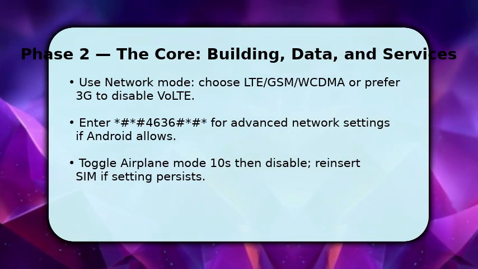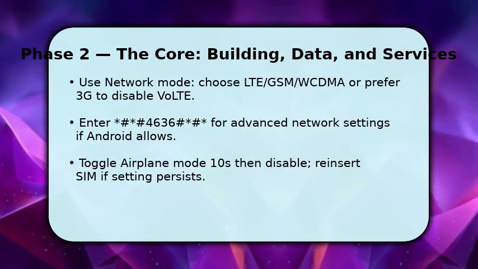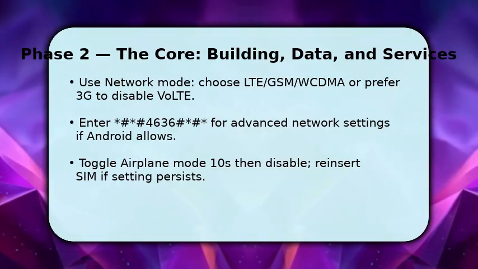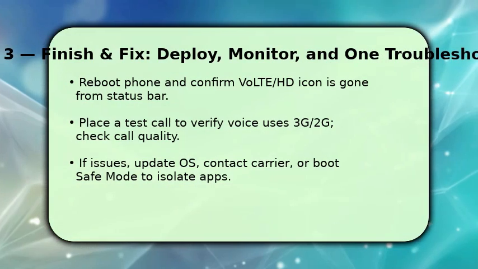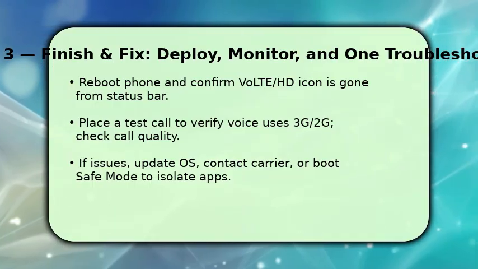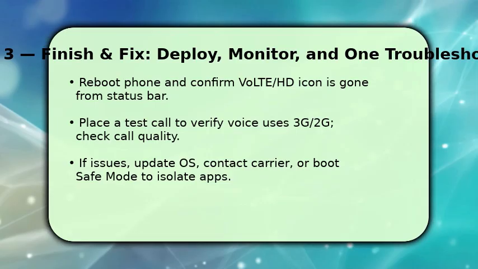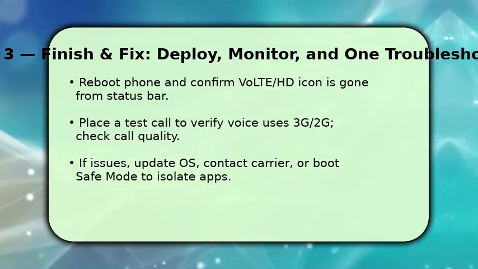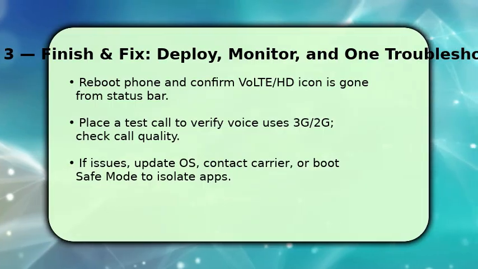Once done, disable and re-enable the SIM or toggle airplane mode for 10 seconds to force the modem to apply new settings. Finish by rebooting the phone. Once it boots, inspect the status bar. VoLTE or HD icons should be gone. Place a quick test call to confirm voice uses 3G or 2G and that audio is stable.